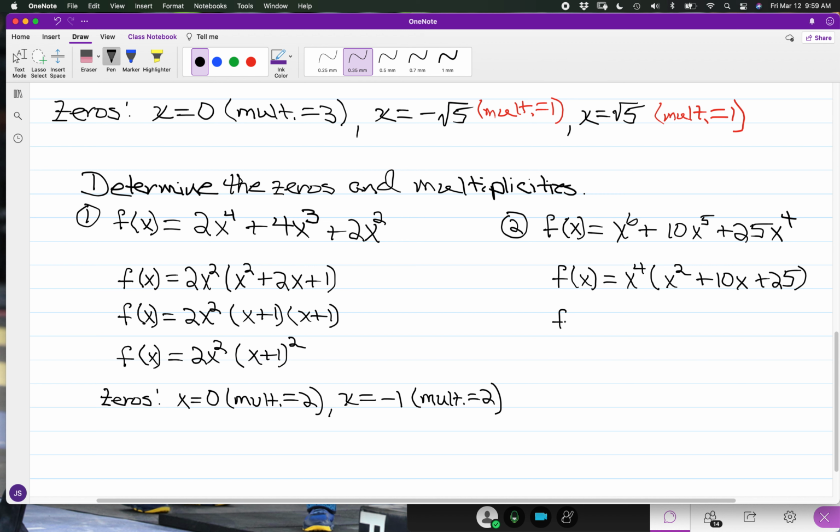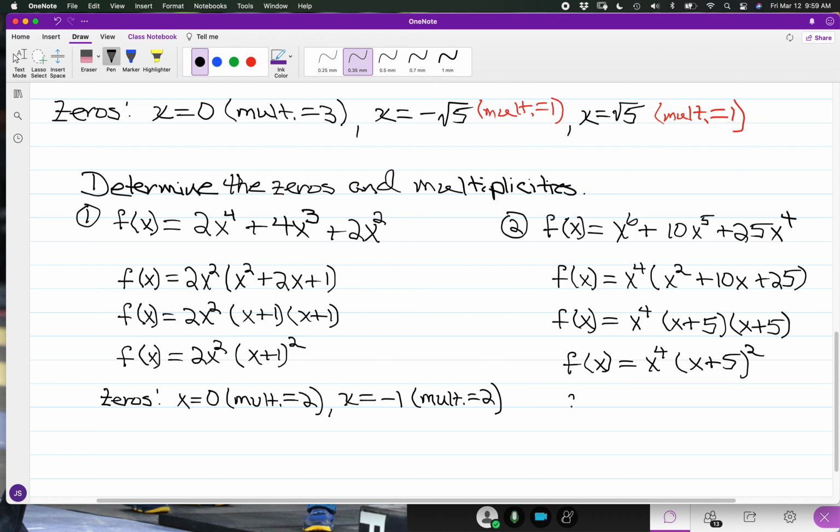And as a bit of history repeating, the trinomial that is factored is also going to be a square. So here we have x squared plus 10x plus 25. This is going to factor to x plus 5 times itself. And so just writing in compact notation, we're going to have x to the fourth times the square of the binomial x plus 5.